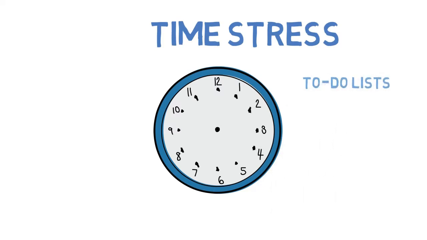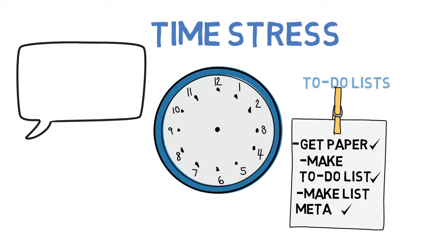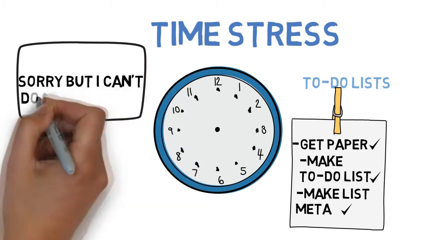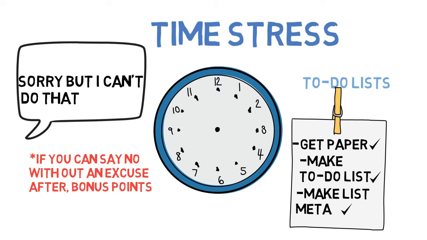For time stress, to-do lists work amazingly well. People who suffer this kind of stress tend to overwork themselves, so another big suggestion is to practice saying no to things you can't do. This is actually an important life skill in itself. The last tip for time stress is Eisenhower's urgent important matrix.